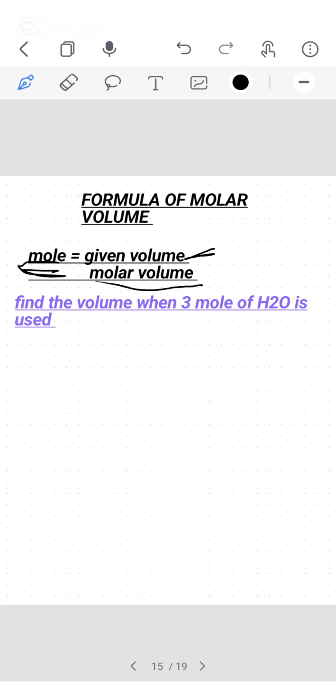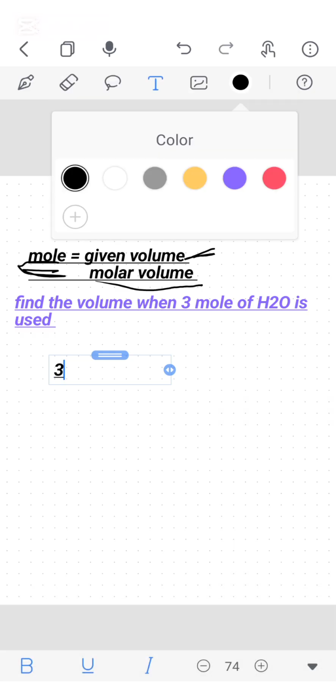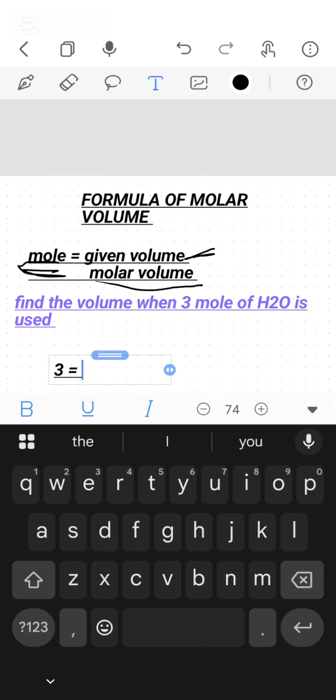While using the mole formula, we used to take out the atomic mass and put in the molar mass. That isn't needed in this molar volume. We will be using 22.4 instead of taking out the atomic mass of H2O. Now I will tell you what is given. Mole 3 is given over here. 3 is equal to the given volume, which we have to find.